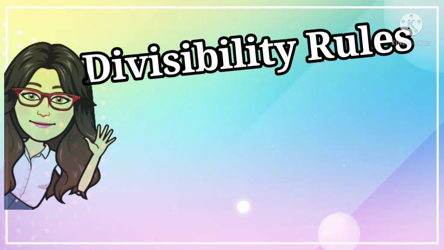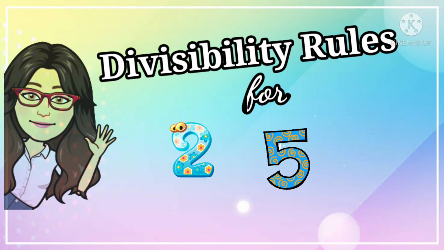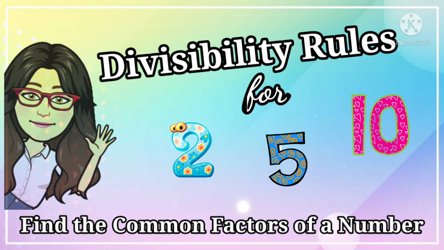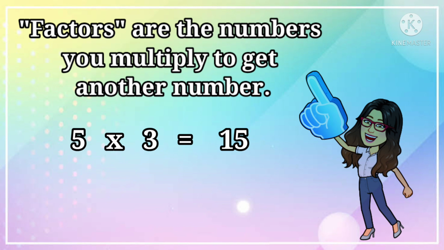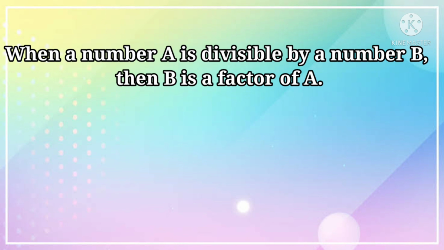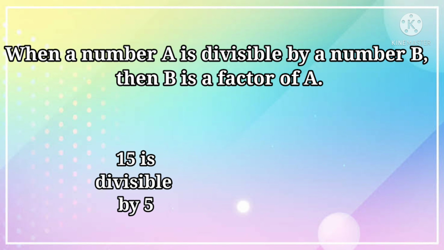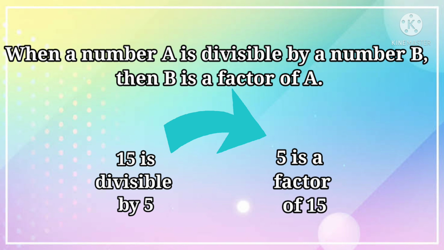Now, how do we use the divisibility rules for 2, 5, and 10 to find the common factors of numbers? Factors are the numbers you multiply to get another number. Example, 5 times 3 is equal to 15. So 5 and 3 are factors of 15. Remember, when a number A is divisible by a number B, then B is a factor of A. So, if 15 is divisible by 5, then 5 is a factor of 15.